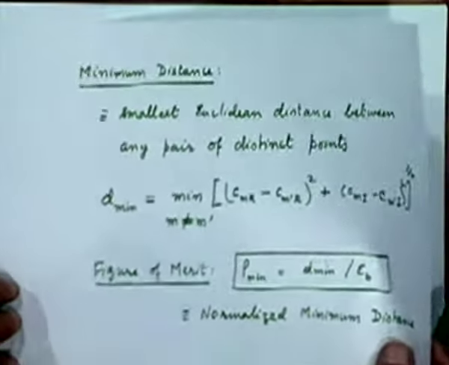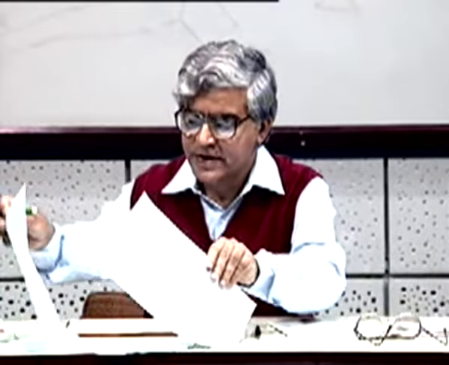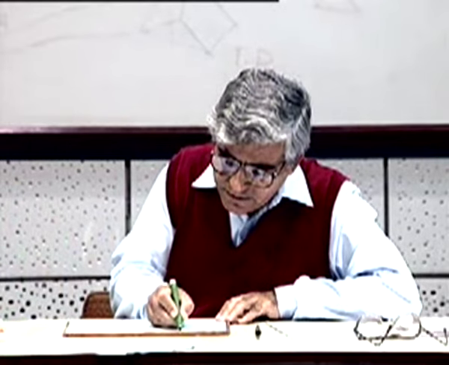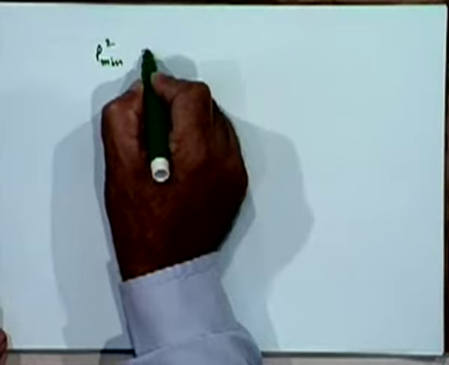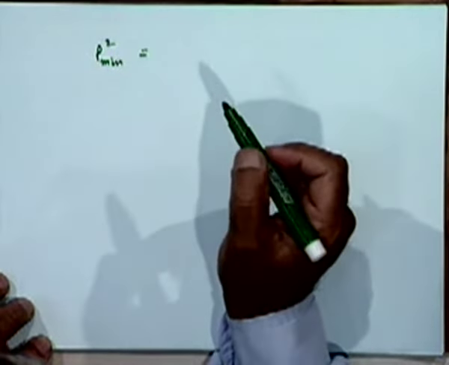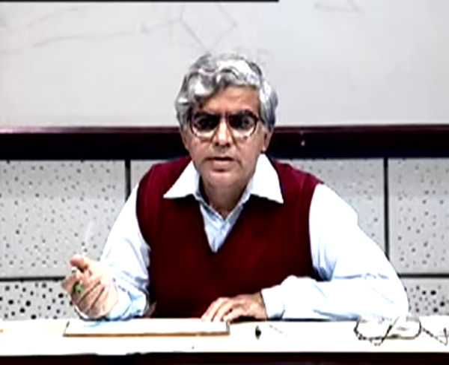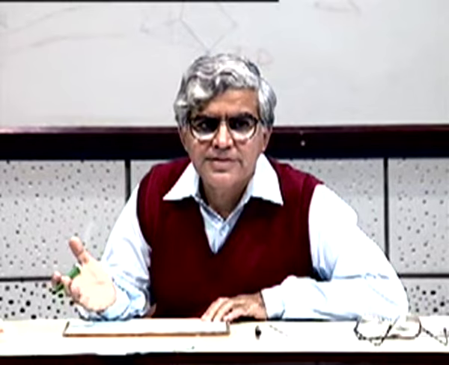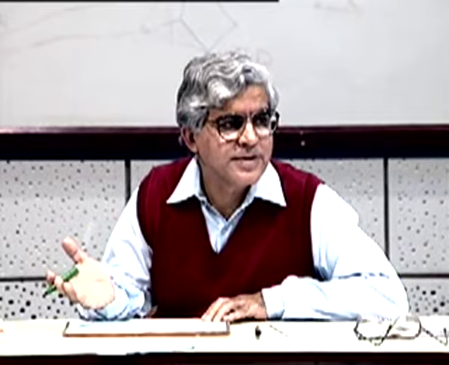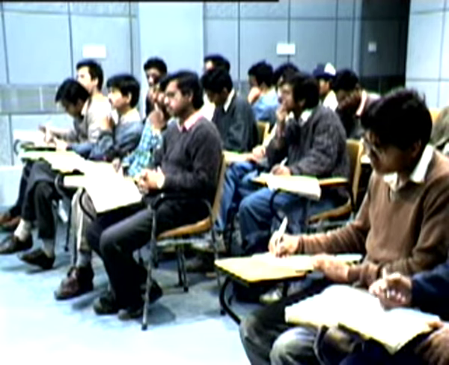Just to give you a feel for what kind of values we will have for this figure of merit, let me consider the value of rho min square for some typical modulation schemes. Can you make a guess for its maximum value? Just a blind guess. Maximum possible value for this normalized minimum distance for any constellation.